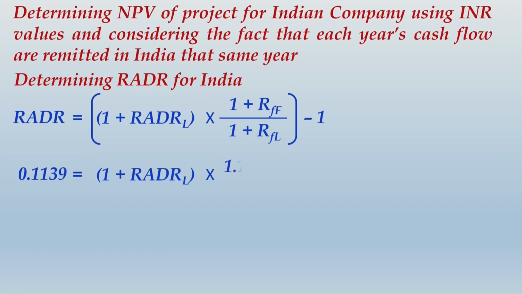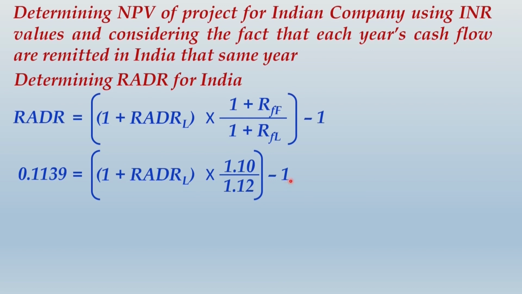So substituting all the values in the above formula, check what we get. RADR in foreign country, that is in China, was 11.39%, written as 0.1139. RADR local is not known. We have that calculation yet to be determined. 1 plus risk-free rate in foreign country was 10%, so 1.1, and 1 plus risk-free rate locally, which was 12%, so 1.12, and from this whole thing subtracting 1.